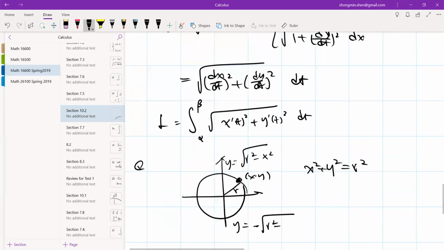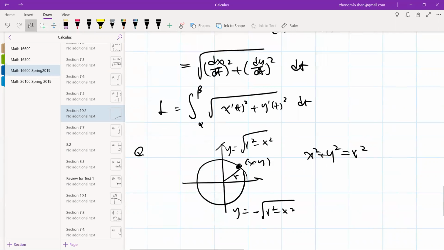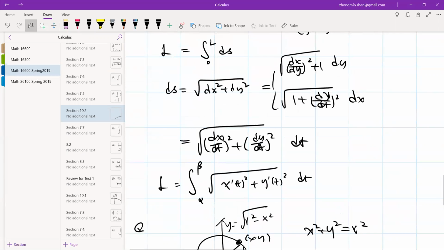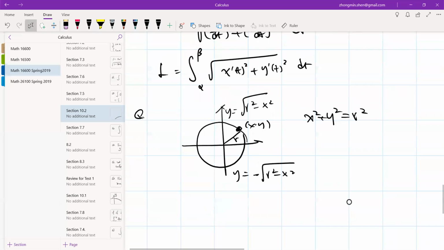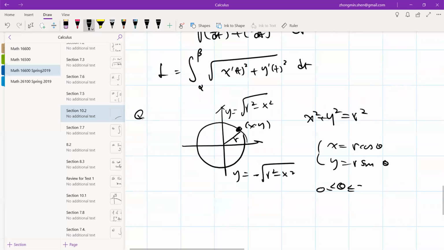It's more complicated. But anyway, in order to find the length of the circle, you just need to find the length of the semicircle. Then you use one of the above formulas. You can do that. So we can try. Let's do this. We can parameterize a circle in this form. You can use t or theta, doesn't matter. Let's use theta. Theta is between 0 and 2 pi.